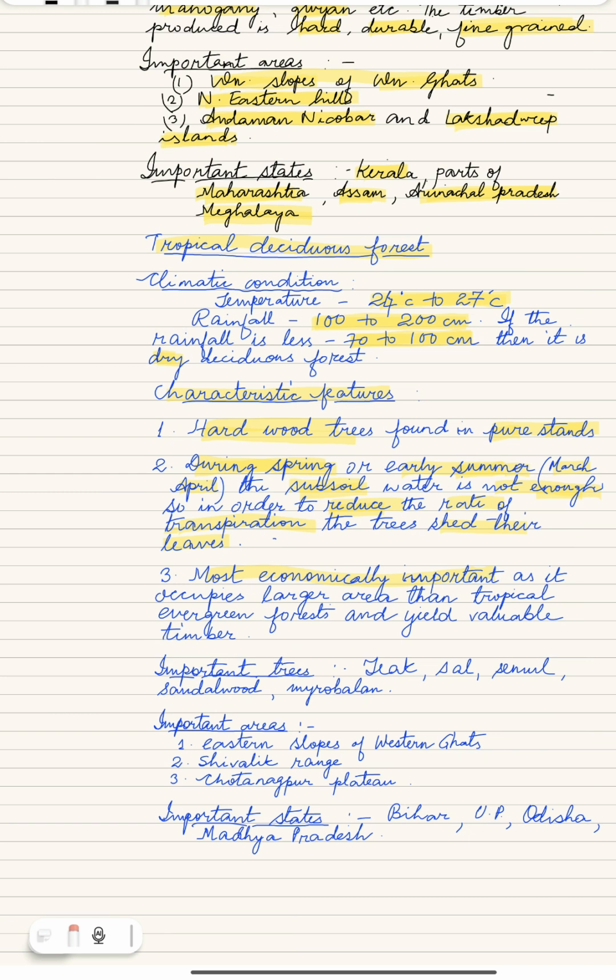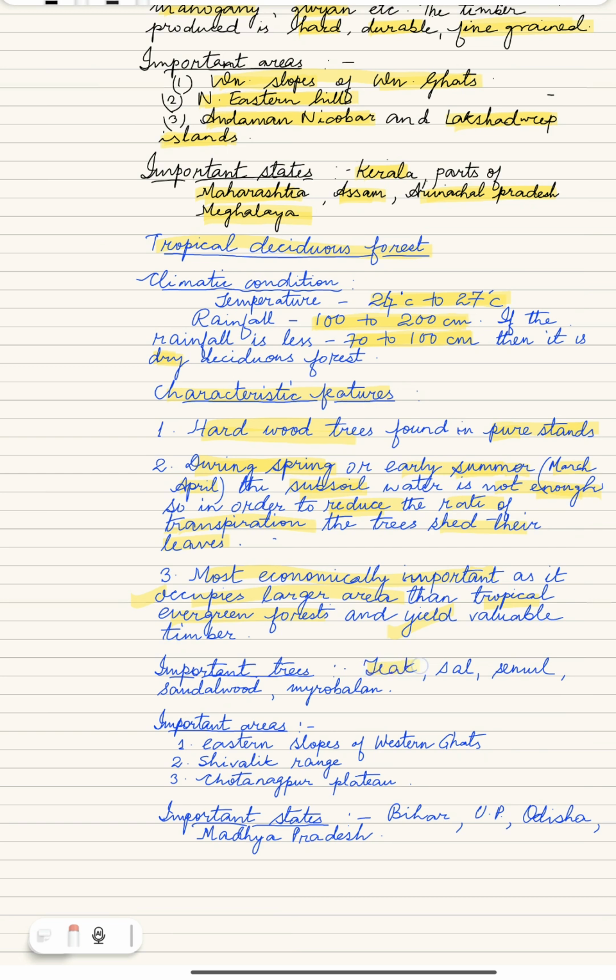Next, it is the most economically important forest. Why? First reason is it occupies a larger area than tropical evergreen forest, and second, it yields valuable timber. Third, they are found in pure stands, whereas in tropical evergreen forest they are found in mixed stands. So this deciduous forest is commercially more important than tropical evergreen forest.